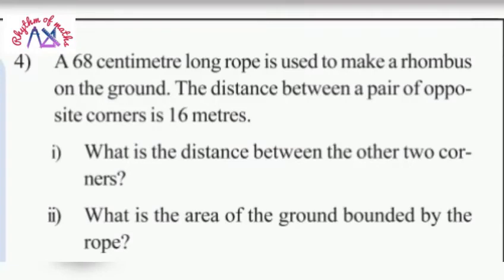Question number 4. A 68 centimeter long rope is used to make a rhombus on the ground. The distance between a pair of opposite corners is 16 centimeter. That means first diagonal. First sub question: what is the distance between the other two corners? That means second diagonal. Second sub question: what is the area of the ground bounded by the rope?